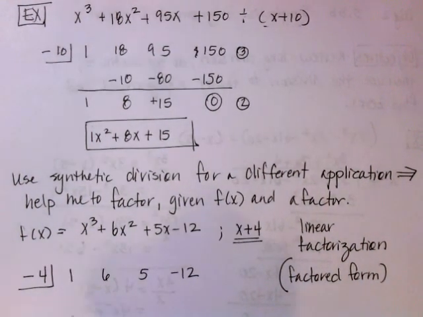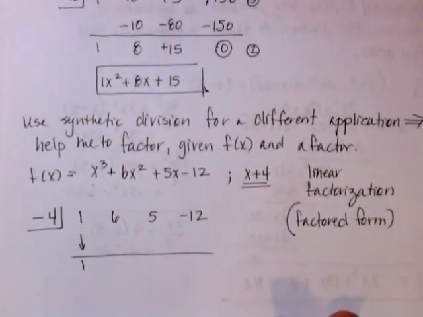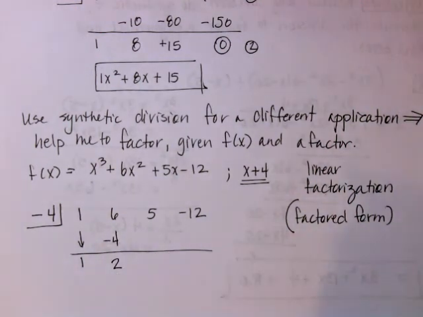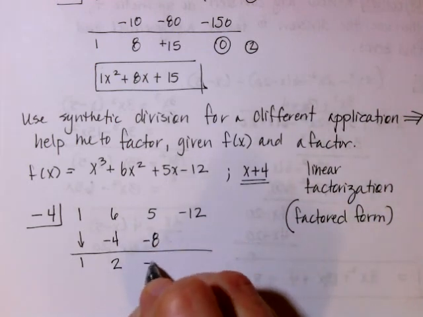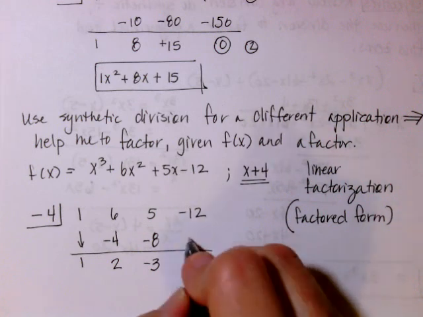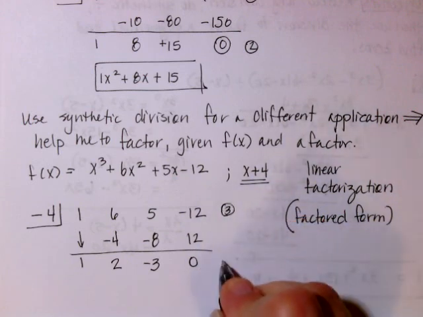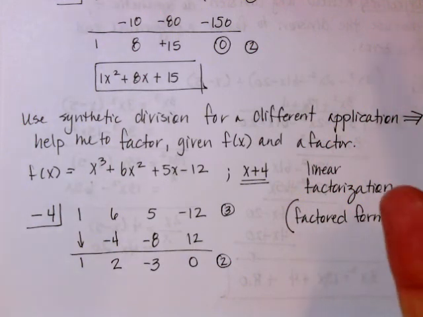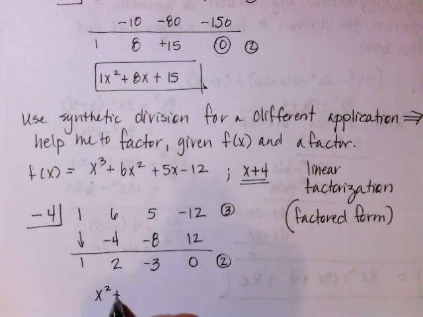Bring down the first term, draw my line, and now we can start. A -4 times 1 is a -4. 6 minus 4 is 2. A -4 times 2 is a -8. Plus 5 is a -3. And a -4 times -3 is a +12 and a 0. Remember, I started with third degree. My solution then is going to be a second degree. And I'm missing 2 factors, so this is where the other 2 live. So this is x squared plus 2x minus 3.